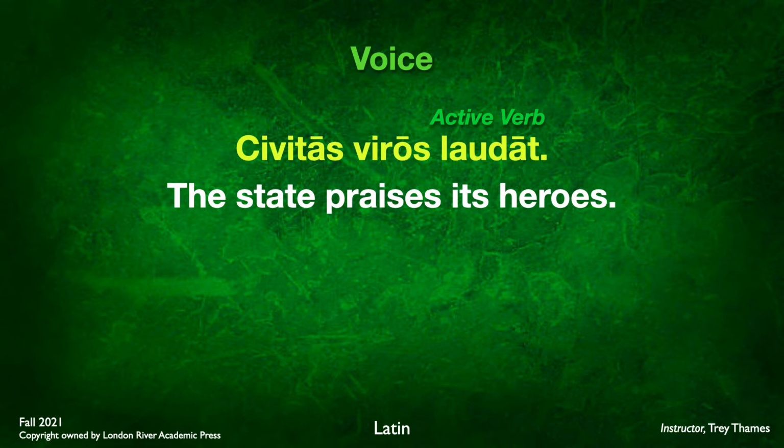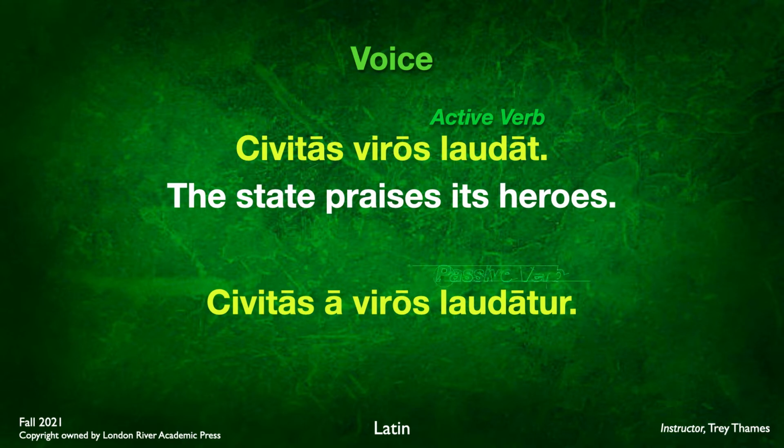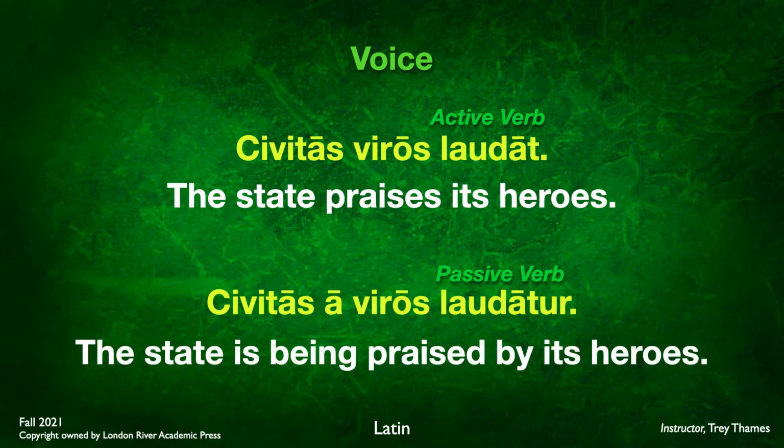Now, by contrast, here is a sentence with the passive verb. Civitas a viris laudatur. Here, laudatur is the passive verb. You notice it's got the tur ending. Or, ris, tur, mur, mini, ntur. Those are your present tense passive endings that we learned in the last chapter. So civitas a viris laudatur. Here's the translation. Civitas is the subject, the state. And laudatur, because it's a passive verb, is reflecting the fact that the subject is being acted upon. So the state is being praised, a viris, by its heroes. So this is the difference between an active verb and a passive verb.